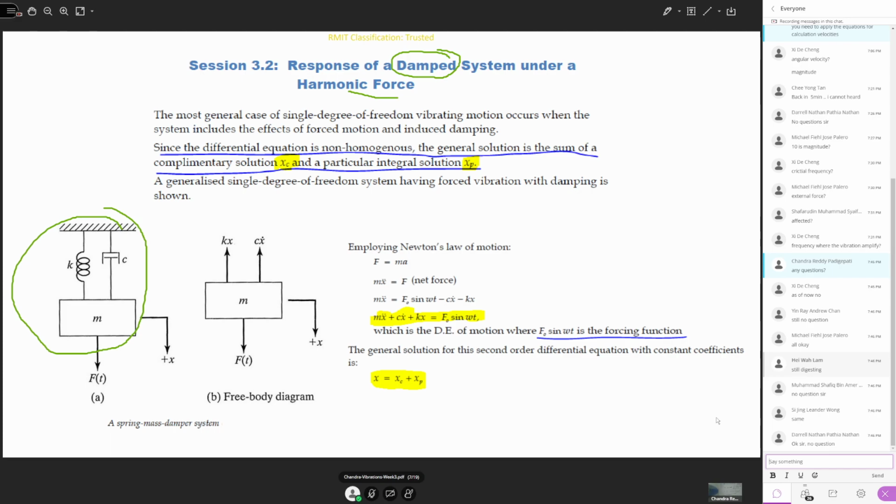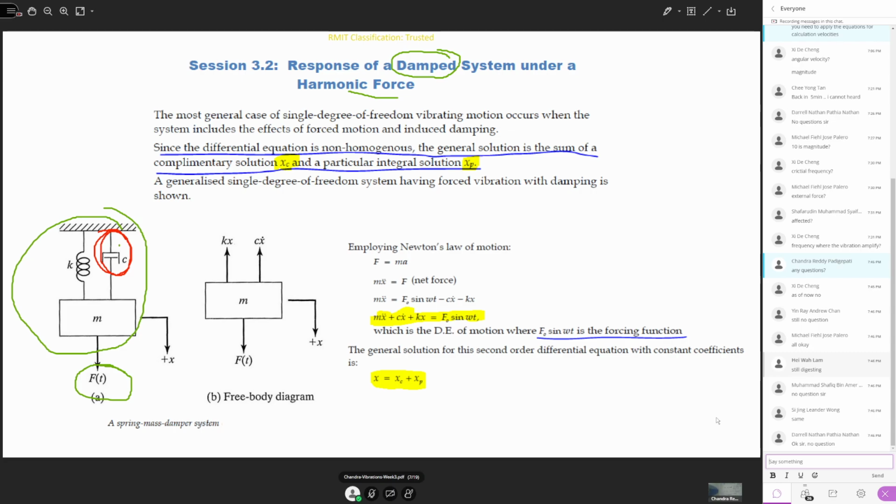Okay, so now you can see here the system is subjected to an external force. The difference between what we discussed just now and what we are doing now is that we are also having a damper. So we are dealing with damped vibration with external force.